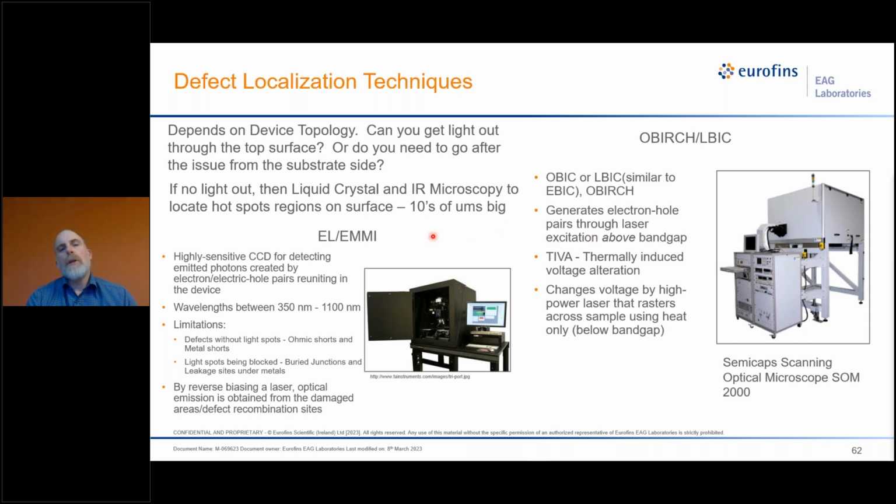And then in the case where you can get light out of either the top surface or underneath, we can use techniques like electroluminescence or emission microscopy, which is known as EMI, or we can use a technique called OBIRCH, which is a scanned laser-based technique as well. So next.